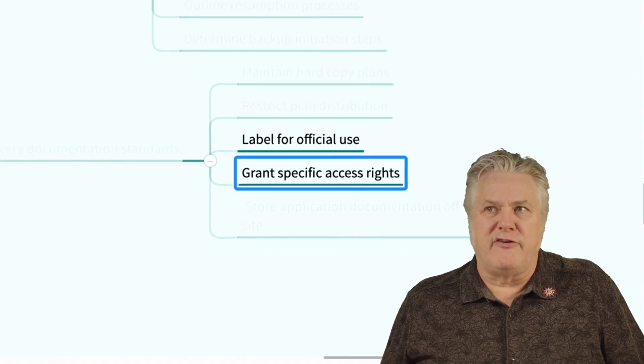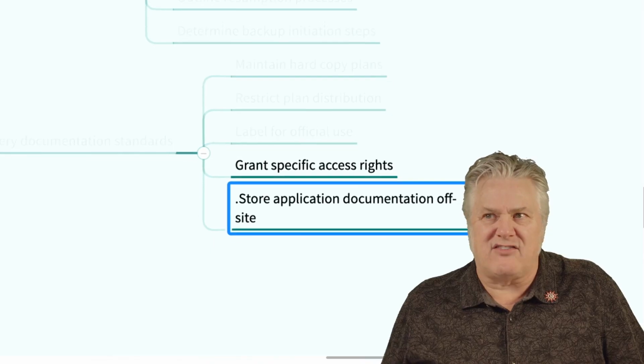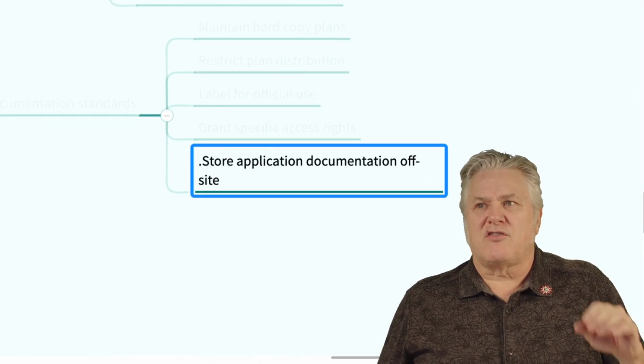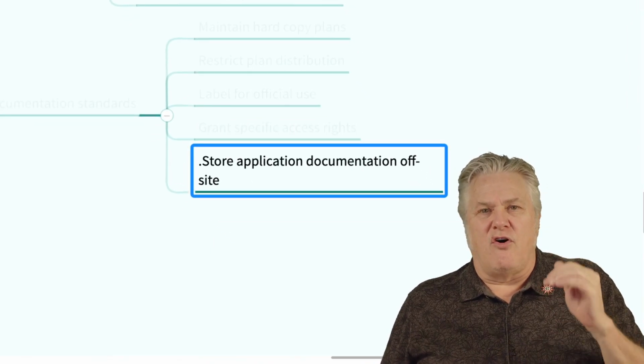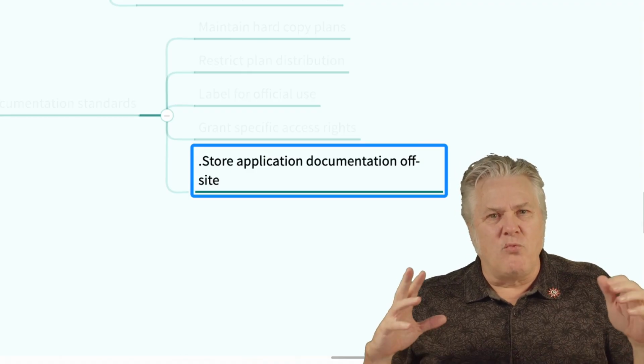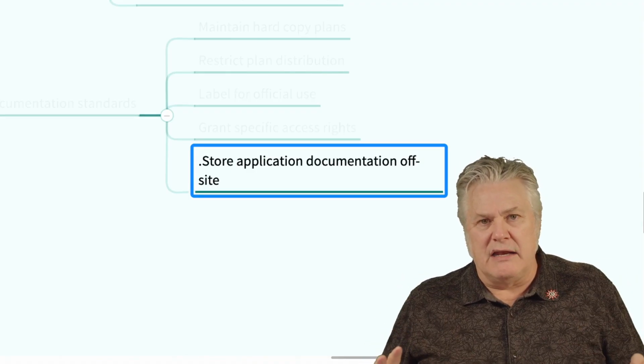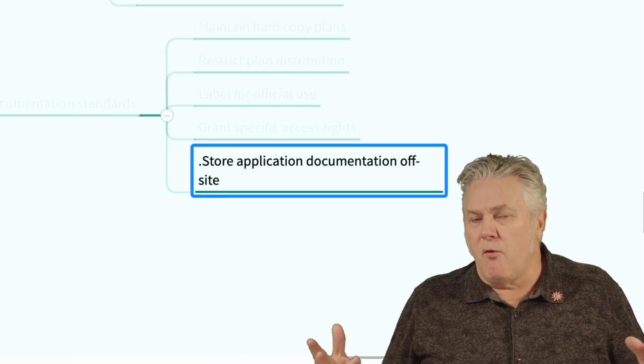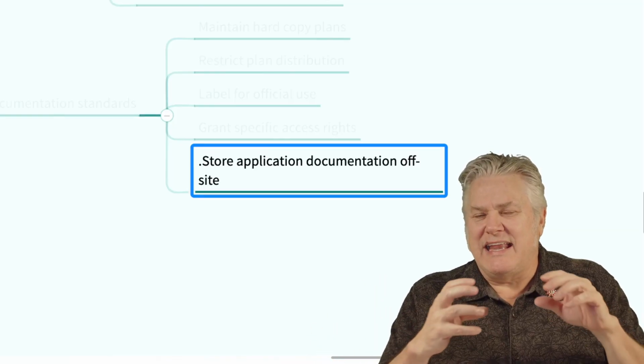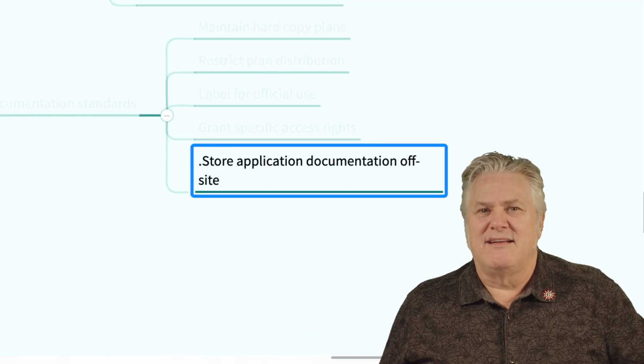We're going to label it for official use, and we're going to grant specific access rights to it, and we're going to store application documentation off-site. That's the way that we build the plan, and we're going to talk more about how we get into the deep components of that next.